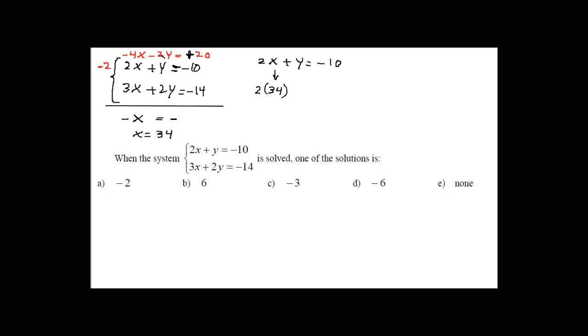Everybody see that? When you multiply -2 by the first row, -2 times 2x gives you -4x. -2 times y gives you minus 2y. -2 times -10 would be positive 20. So here we have positive 20 minus 14. So now what do we get here? That would be plus 6.